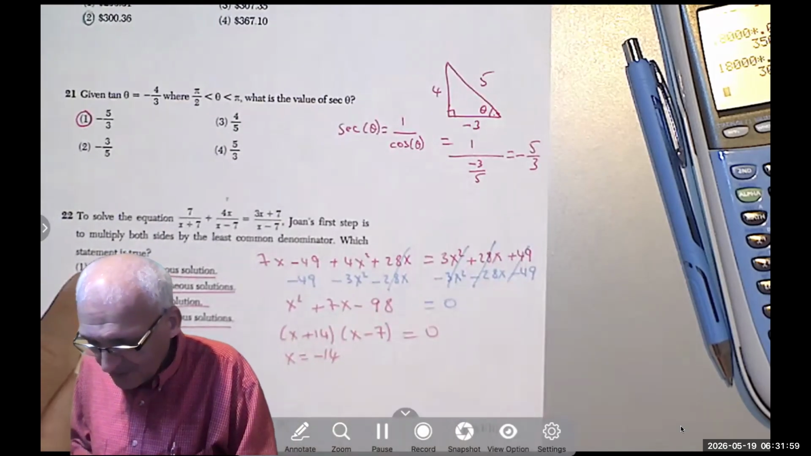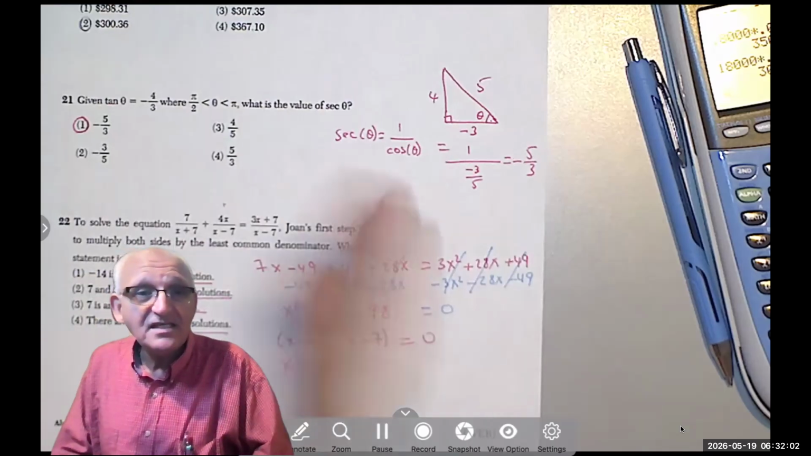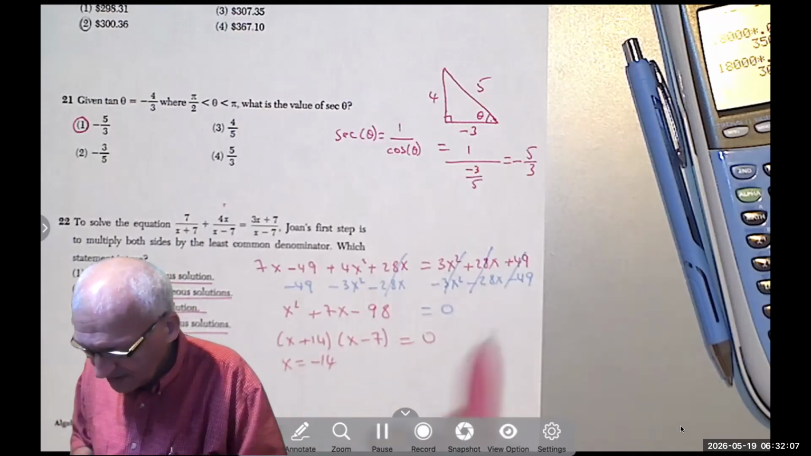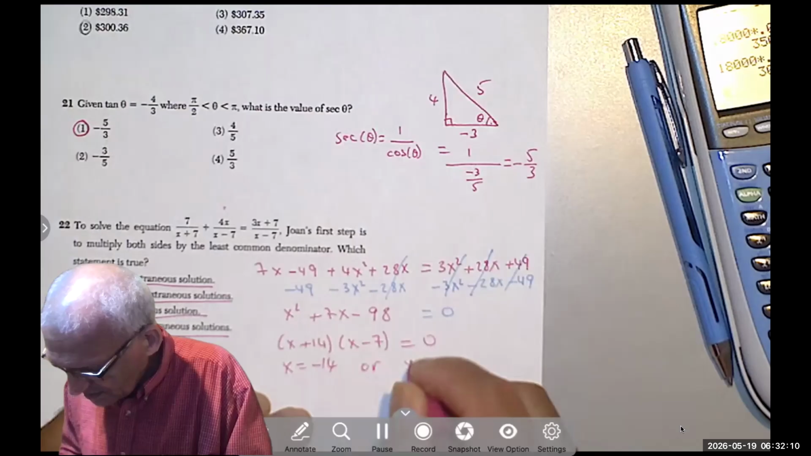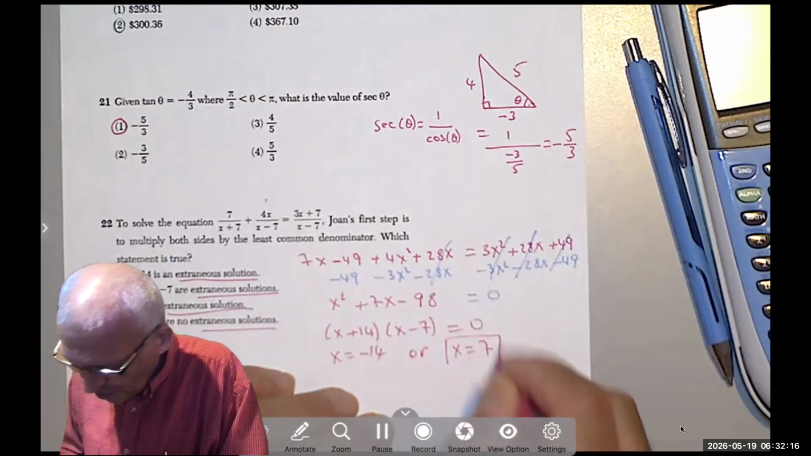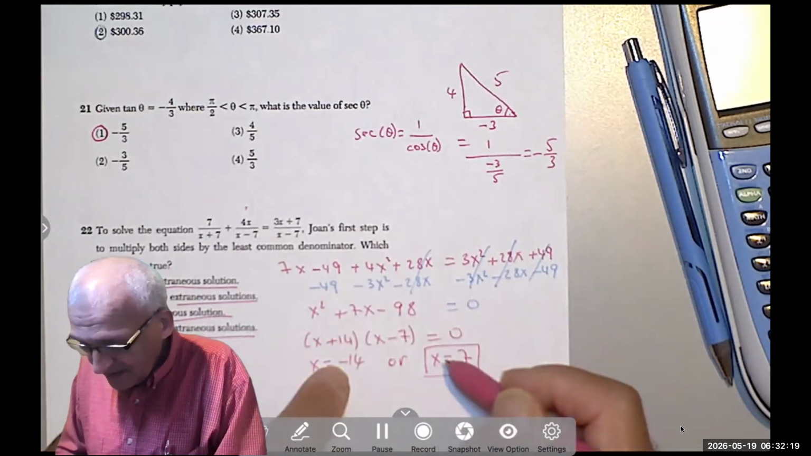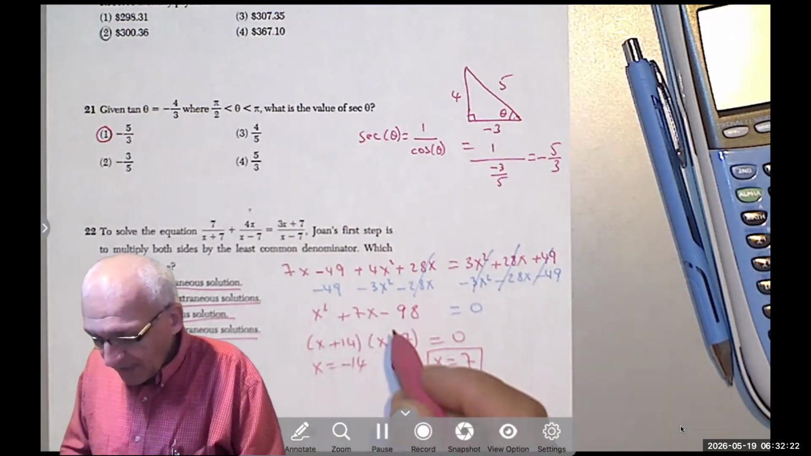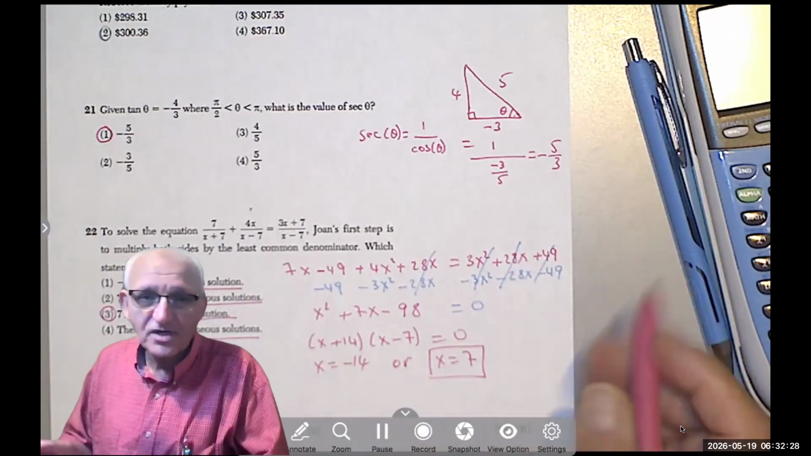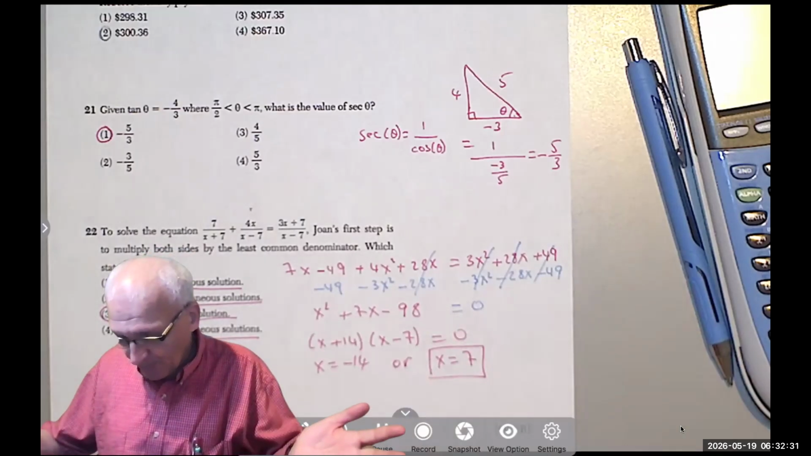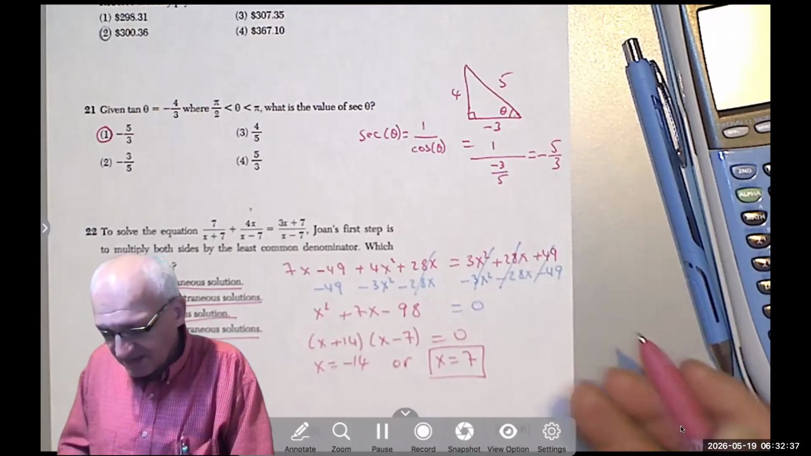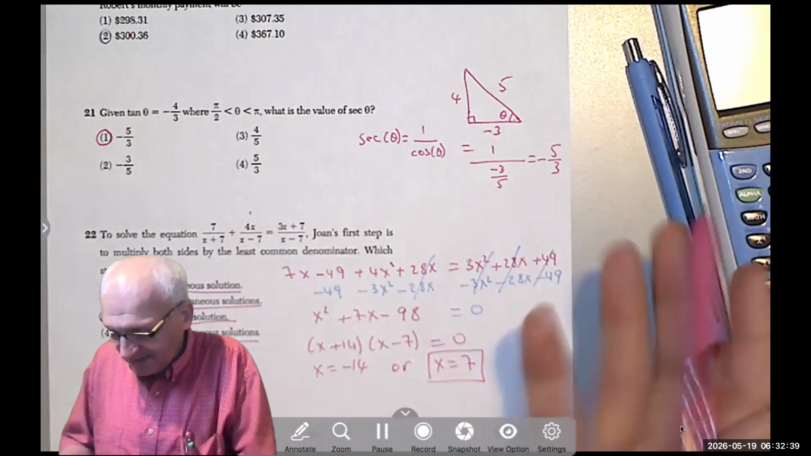That's not extraneous, by the way. Negative 14 doesn't make any of these three fractions go to infinity or undefined. Or x equals 7. So only x equals 7 is an extraneous solution, not 7 and negative 7. If I had ended up with x squared minus 49 equals 0, I would say x squared equals 49 or x equals plus or minus 7, so both would be extraneous. But here I didn't get negative 7. So yes, it would have been an extraneous solution, but it didn't show up here.